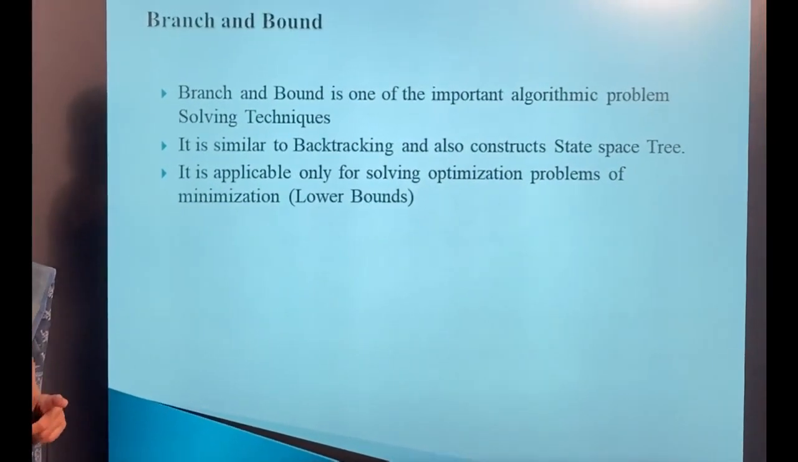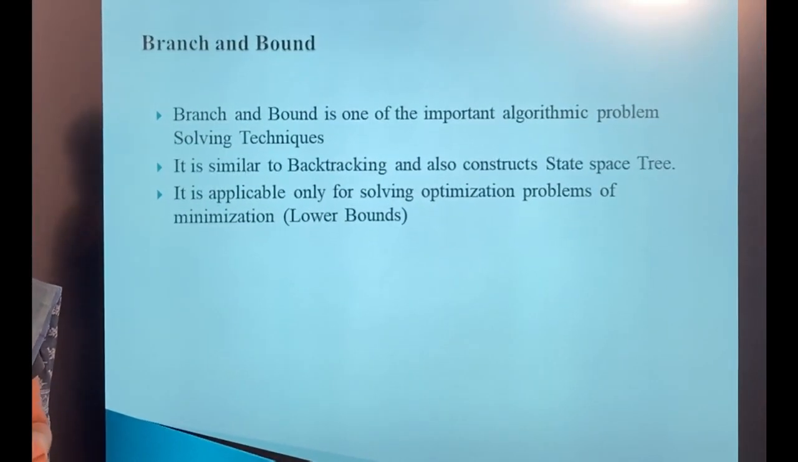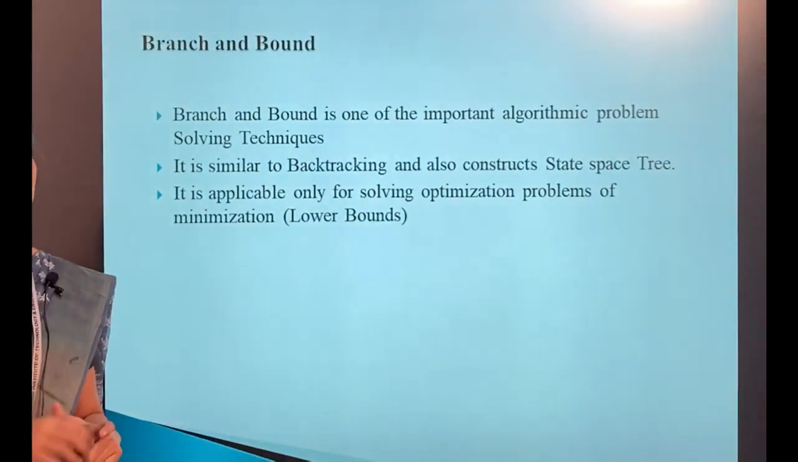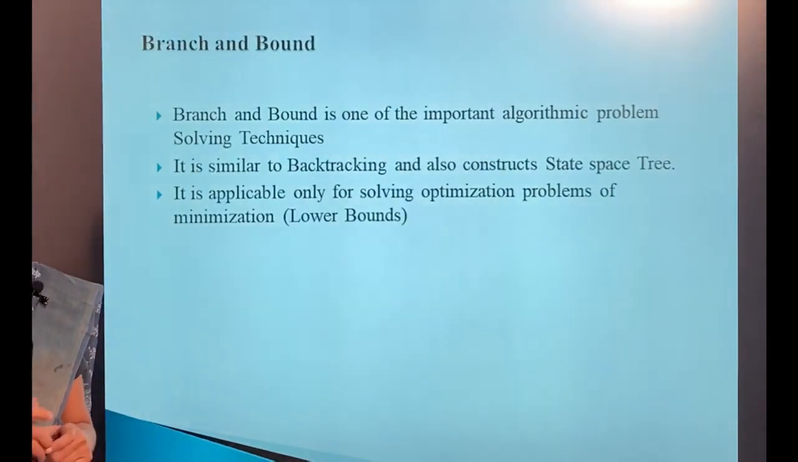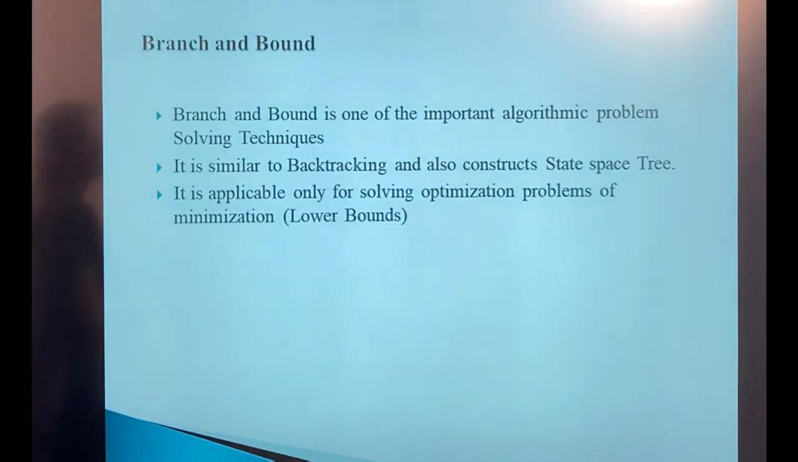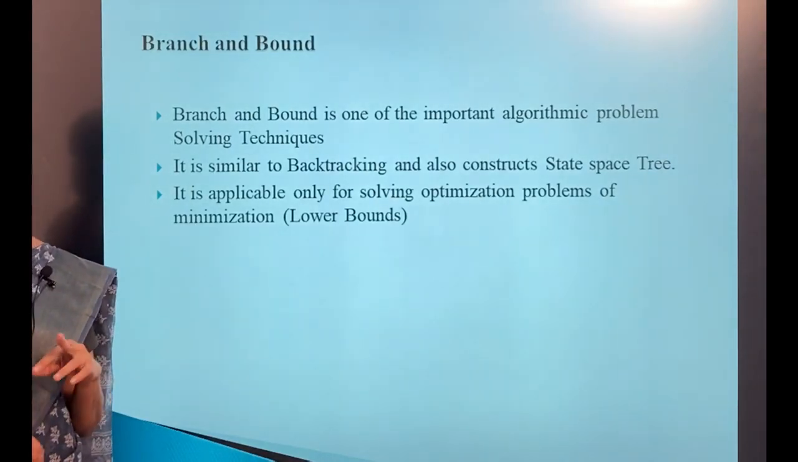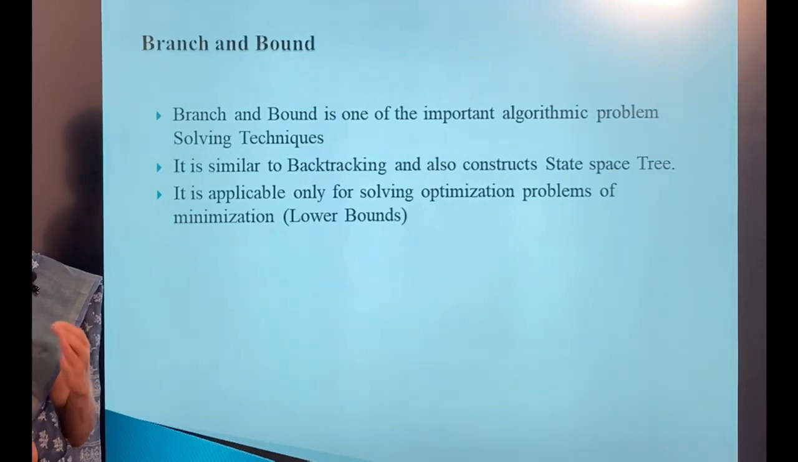And there is also a difference in the search strategy. In backtracking we use depth first search, that is, we are using a stack, but in branch and bound we are using a queue, that is, the breadth first search technique is applied. Branch and bound is applicable only for minimization or maximization optimization problems.